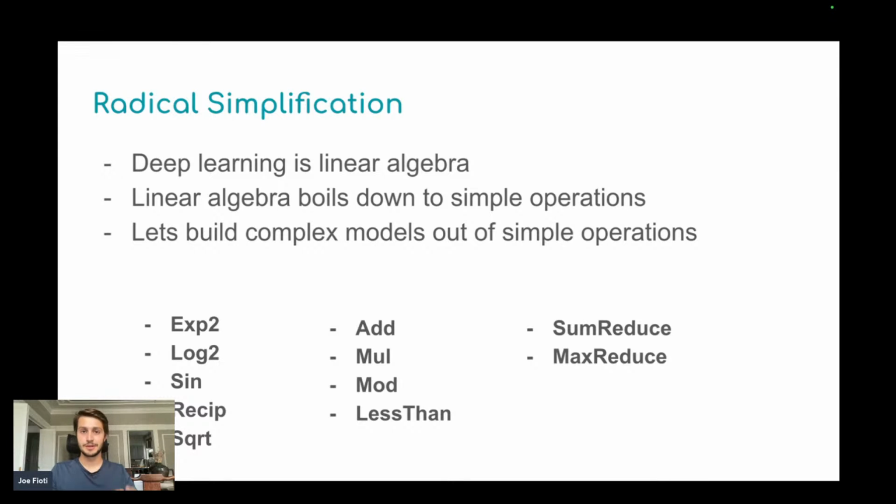So we have sum reduce and max reduce. Basically, you just reduce one dimension of your tensor by taking either the sum of all the elements on that dimension or the max of all the elements on that dimension. And it turns out this is basically all you need.